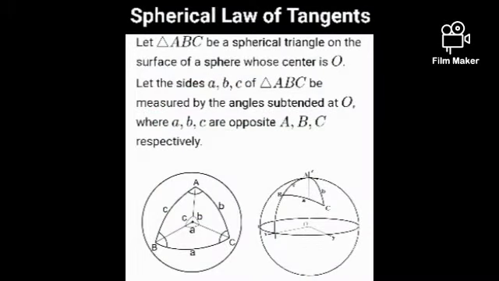Another device that we can use to solve oblique spherical triangles is the law of tangents. There is a law of tangents for solving oblique triangles in plane trigonometry, and to differentiate the law of tangents for solving oblique spherical triangles from the law of tangents used for solving oblique triangles in plane trigonometry, the law of tangents in spherical trigonometry is referred to as the spherical law of tangents.